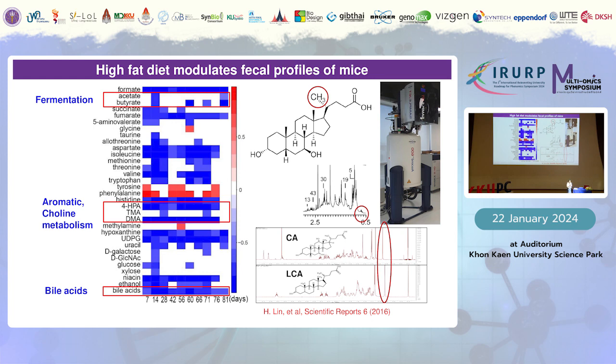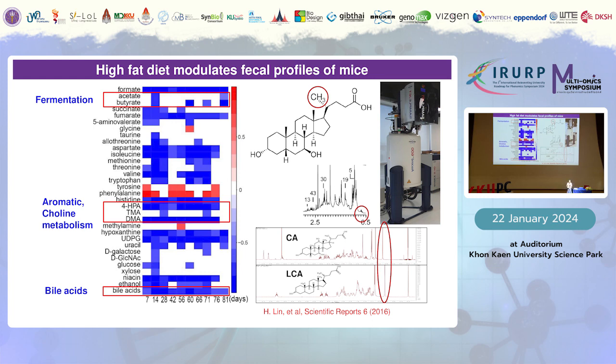Just to draw your attention to the fecal microbial metabolite changes. This is a range of metabolite changes, highlighting the functions related to modulation of microbes. We see fermentation metabolites such as acetate and butyrate, and we also see aromatic metabolism changes that I showed you before, like tryptophan and tyrosine. Those metabolites also show changes, and we can also see the bile acid change.